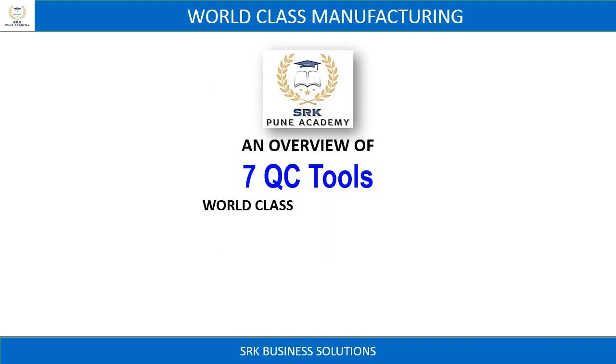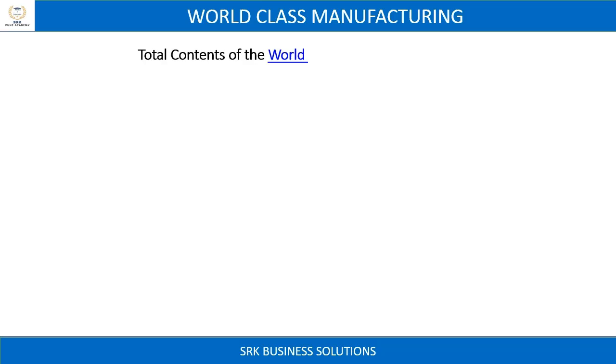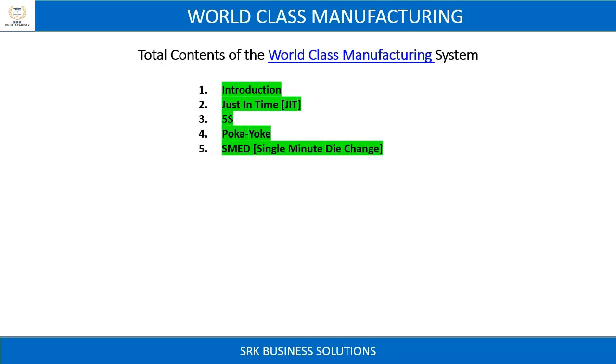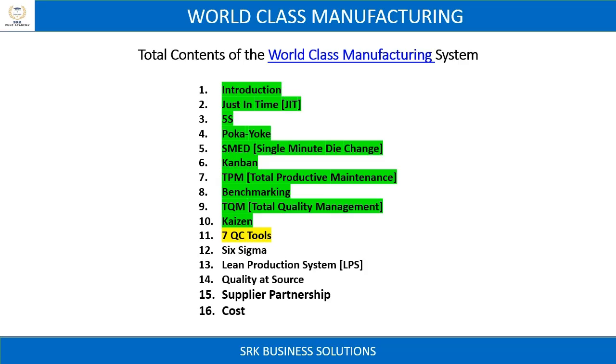In our world-class manufacturing system, today we will study topic number 11, that is 7 QC tools. In world-class manufacturing system, till now we have completed 10 topics, whose videos are available on our channel.